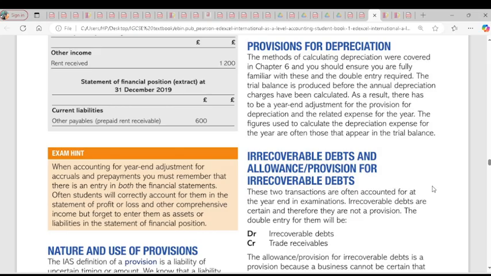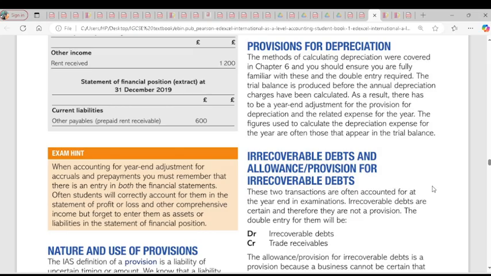So the provision for irrecoverable debt is a provision because we cannot be certain that all the outstanding values of trade receivables, that's credit customers, will be received from customers. You don't know if they are going to pay or not. So the double entry is this. If your provision is increasing, that means you are making more provisions.